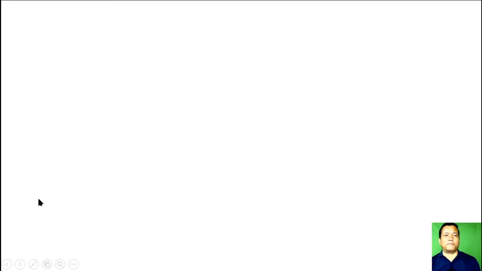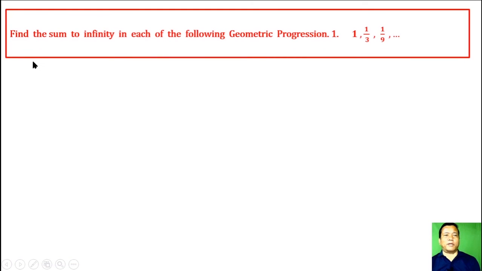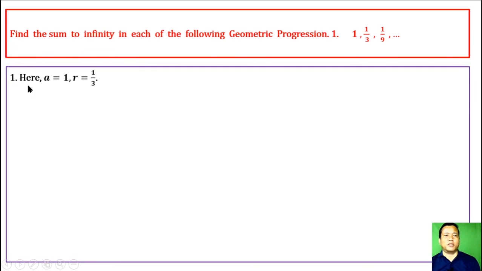Supplementary question. Find the sum to infinity in each of the following geometric progressions. Question number 1. 1, 1 by 3, 1 by 9. Here a is 1, r is 1 by 3. We have to use S infinity, that is a by 1 minus r. a is the first term, r is the common ratio. In this case, the modulus of r must be less than 1. We have S infinity equal to a, whose value is 1, r, whose value is 1 by 3. Simplify, we get 1.5, which is the required sum.